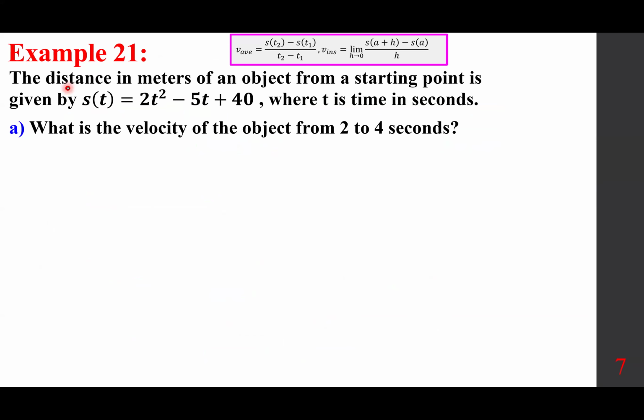The distance in meters of an object from a starting point is given by s of t equals 2t squared minus 5t plus 40, where t is time in seconds. What is the velocity of the object from 2 to 4 seconds? That's just the average velocity.